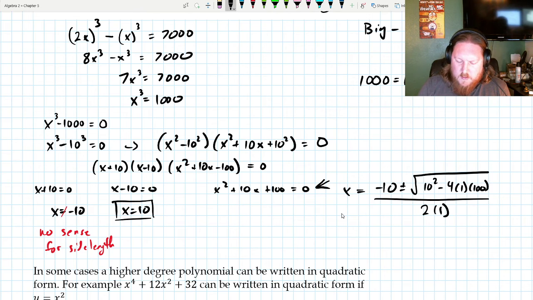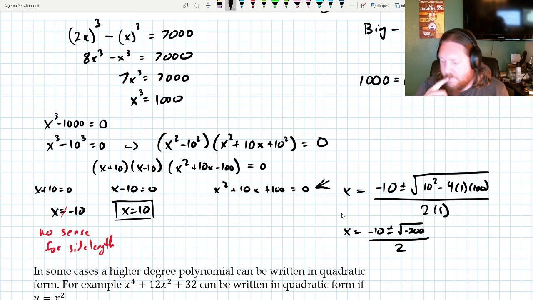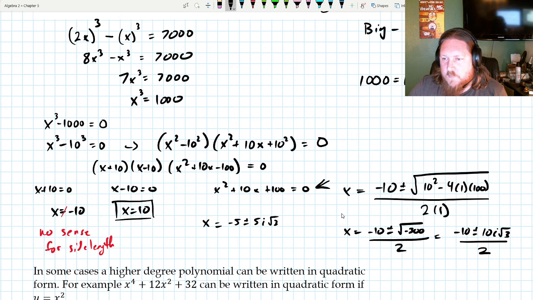So, plugging that in my calculator, because I don't want to do that all by hand, let's take a look at the discriminant here. 100 minus 400, ooh, that's negative 300. And we've got x equals negative 10 plus or minus the square root of negative 300 over 2. 300 is divisible by 100, so I can take the square root of that. So that tells me negative 10 plus or minus 10i root 3 over 2. I can reduce that all down, and I get x equals negative 5 plus or minus 5i root 3 all over 2.